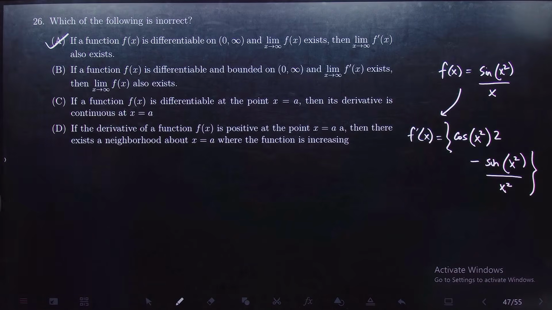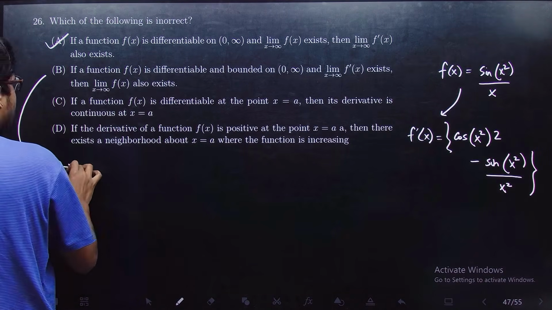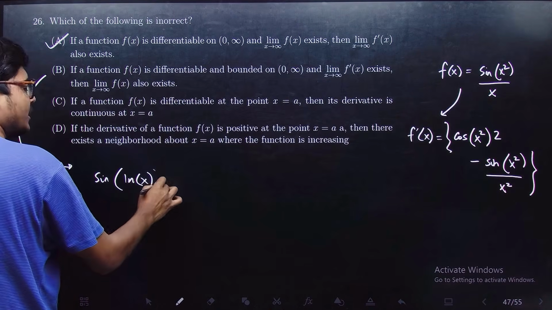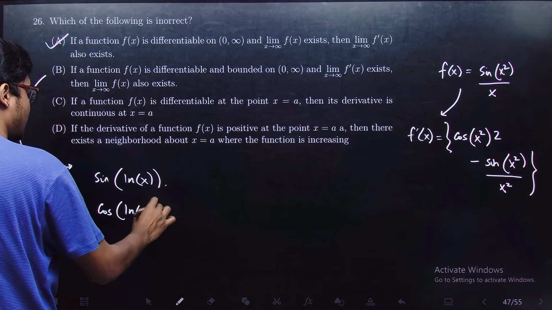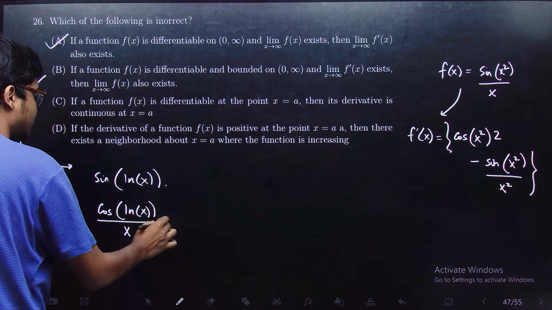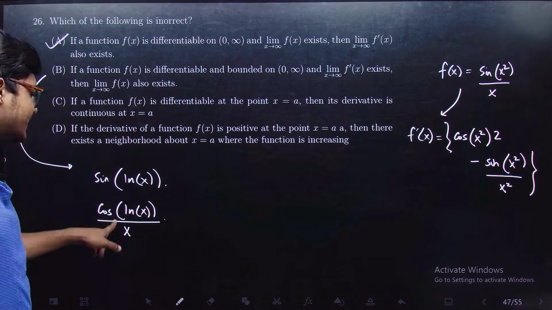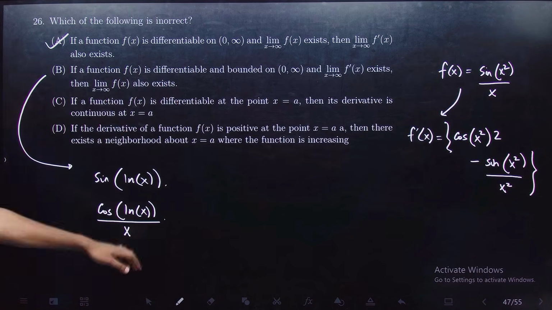Second one is, if f is differentiable and bounded on (0, infinity), then f prime exists. So for this, let's go with, say, sine of ln x. Clearly, it's a bounded function, right? And what about the derivative? Cos of ln x divided by x. Is this differentiable on open (0, infinity)? Yes, it is. We don't care about x equal to 0. We're working with open (0, infinity). So it's differentiable, and this value does exist.